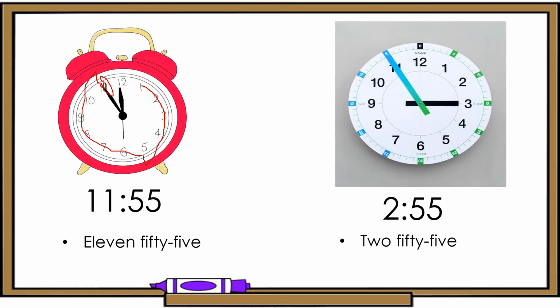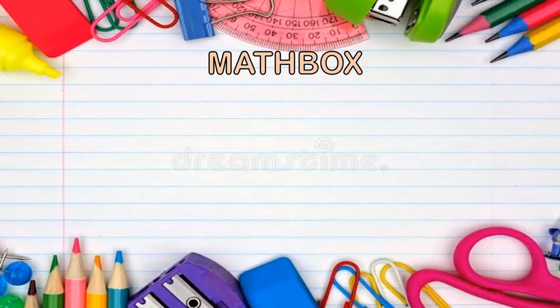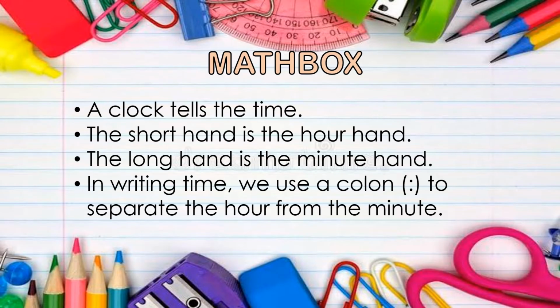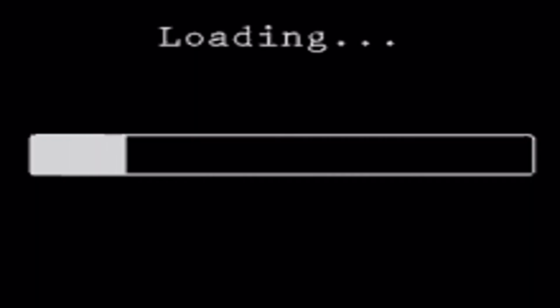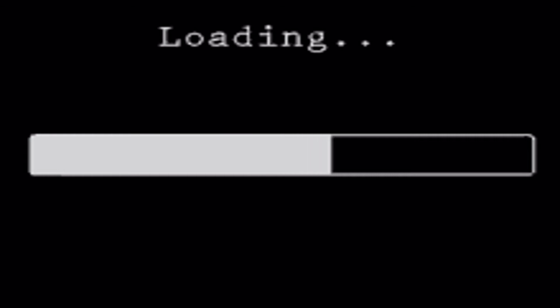So, we write this as 2:55. Math box, a clock tells the time. The short hand is the hour hand. The long hand is the minute hand. In writing time, we use a colon to separate the hour from the minutes. So, now children, let's try. Let's draw the hand of the clock.